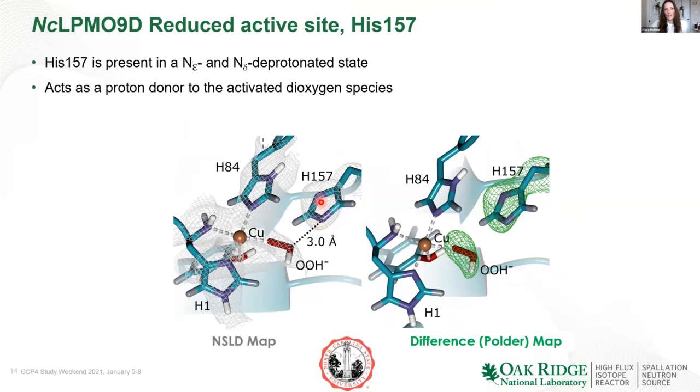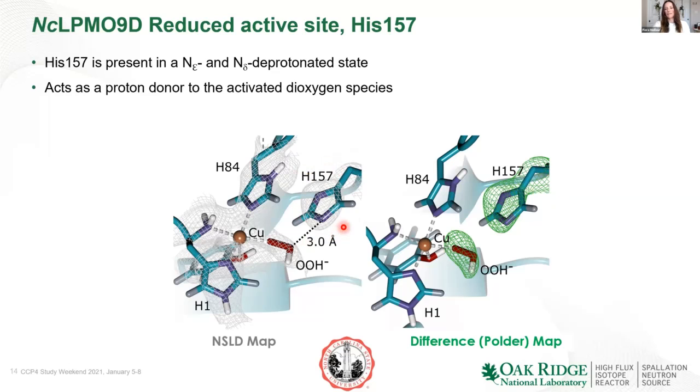So the data suggests that this histidine 157, under the condition of our experiment, which are in absence of substrate, and on the crystallographic parameter that we have, is the proton donor to this species. So this is a little bit unexpected, to have a deprotonated histidine.